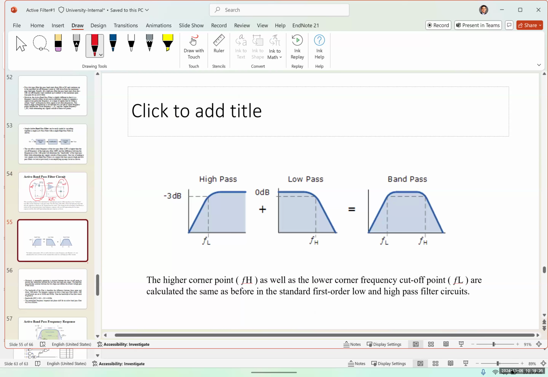And the graph, actually, the response looks like this. You have the high pass half and you have the low pass half, and when you combine them together, you're going to have a band pass. And FH and FL are calculated using the same equation that we had: F is equal to 1/(2 pi RC). I'm going to solve more practice problems for this.